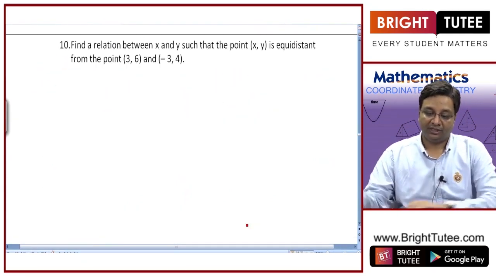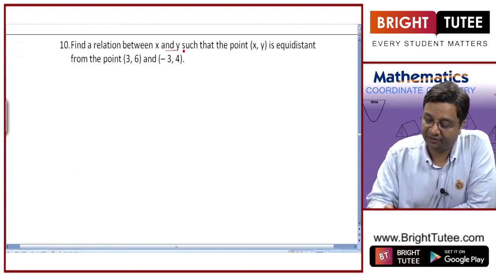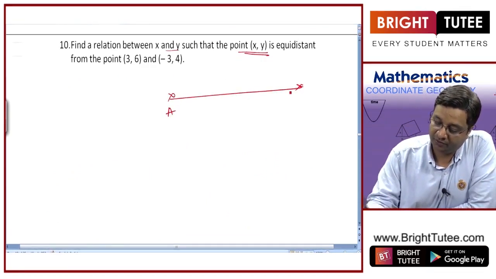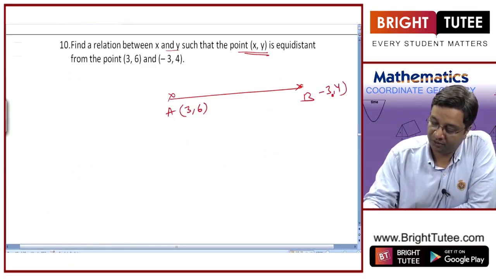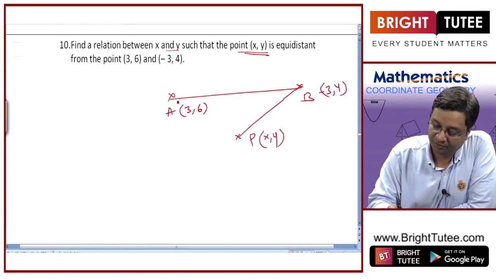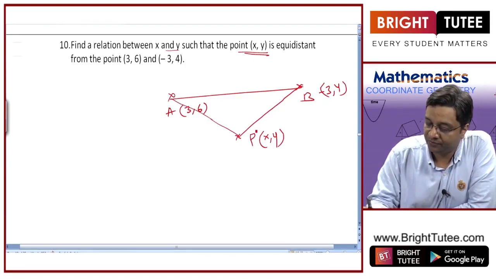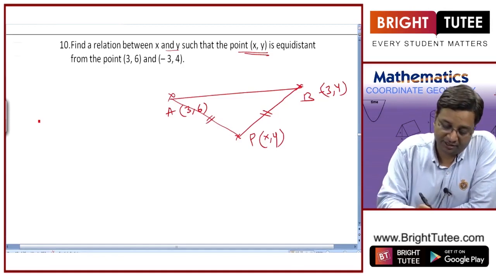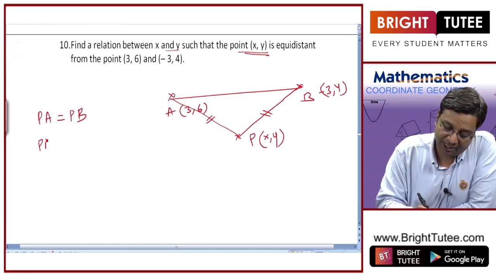Let's do one more question in this exercise. Find a relation between x and y such that the point x, y is equidistant from these 2 points. What are these 2 points? These are 3, 6 and minus 3, 4, and this point, let's say this point is P(x, y), it is equidistant from these two. This distance is equal to this distance. So let's equate these distances. PA is equal to PB. So you can say PA squared is equal to PB squared.